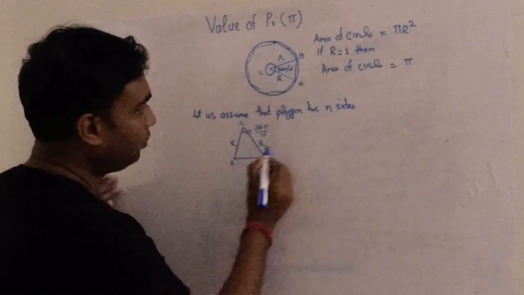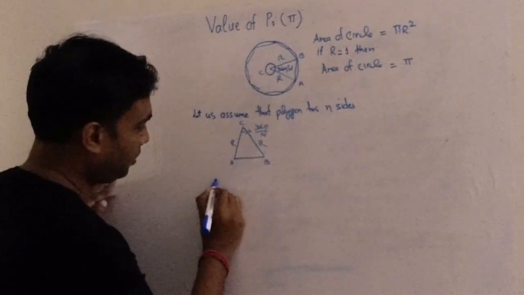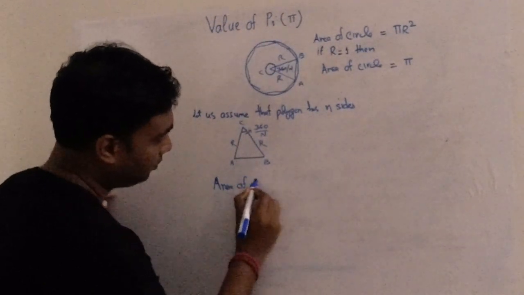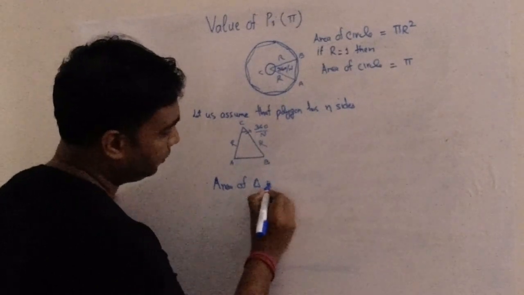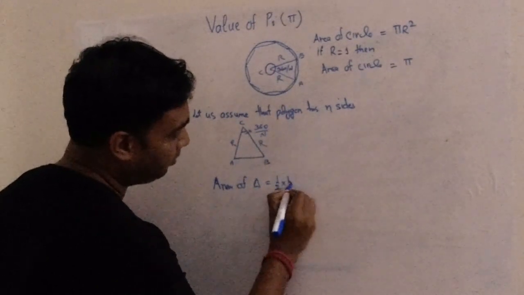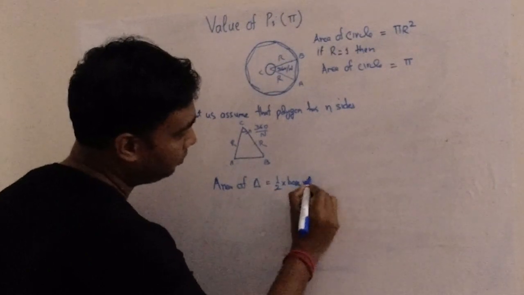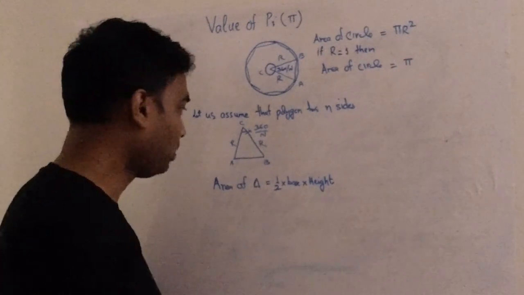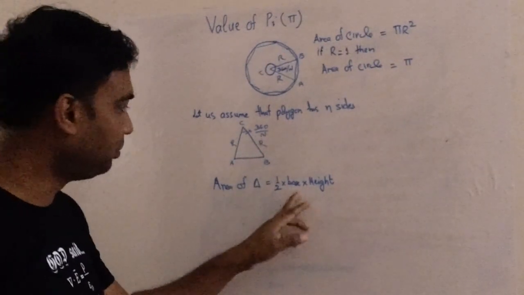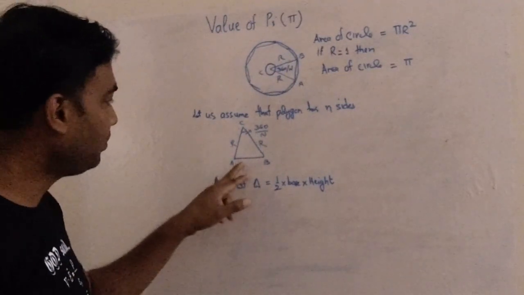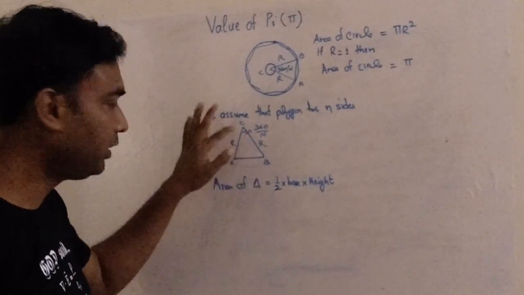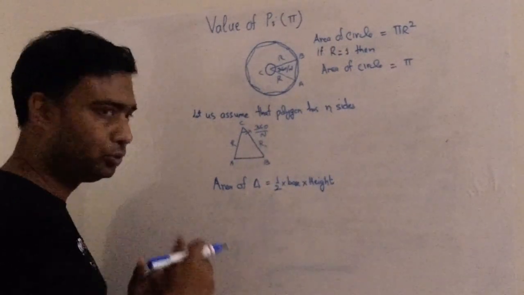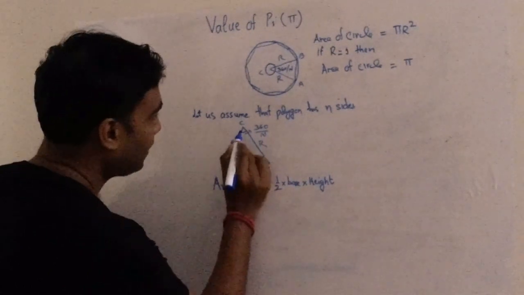So how can we do it? We know that the area of a triangle is equal to half base into height. We know this, but the problem here is to find the base and height. So I will consider AB as the base and I will calculate the height also. We can use trigonometry here.